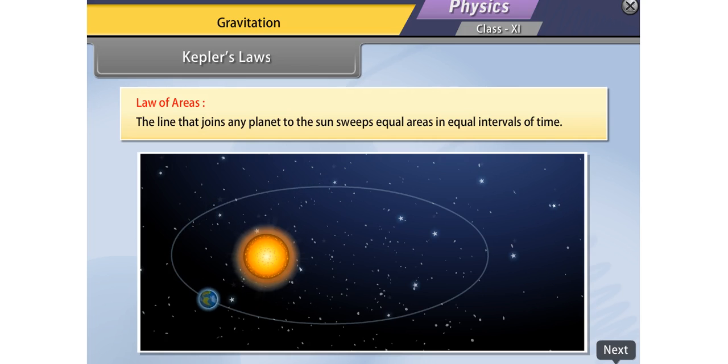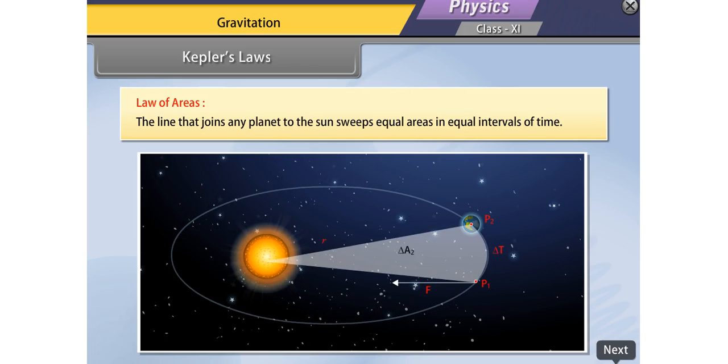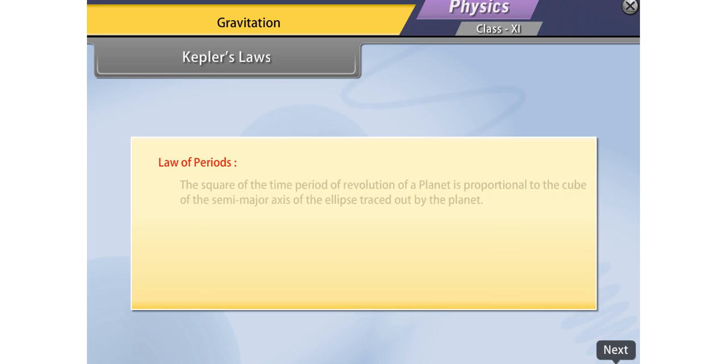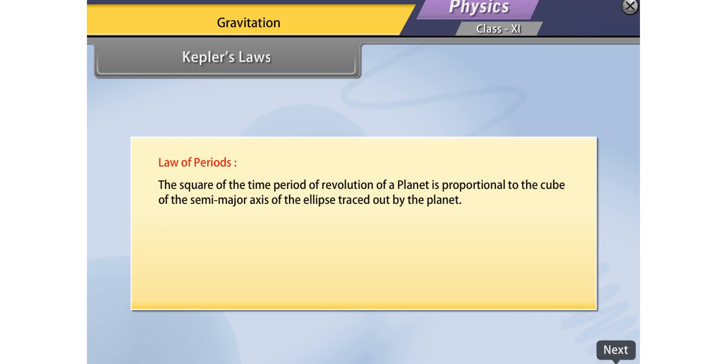This law comes from the observation that planets appear to move slower when they are farther from the Sun than when they are nearer. Law of Periods. The square of the time period of revolution of a planet is proportional to the cube of the semi-major axis of the ellipse traced out by the planet.